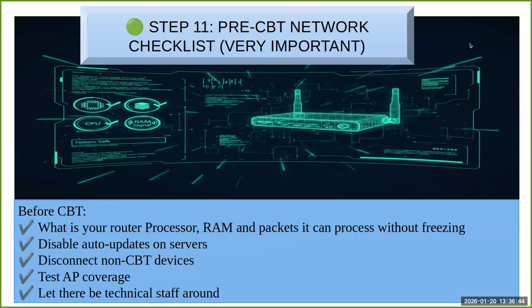Now, pre-CBT network checklist, very important. What is your router processor? What is the RAM and the packets it can process without freezing? So go and check. Everybody here, go and check. Take note, I'm recommending MikroTik routers on a network. So go and check: what is the processor of your router? What's the RAM? And what packets can it process? Disable auto updates on our servers. Disconnect non-CBT devices. Test our AP coverage.